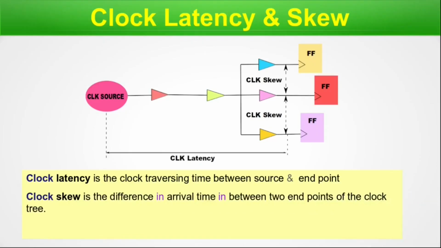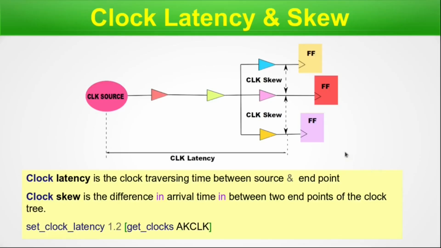Clock skew is the difference in arrival time between two endpoints of the clock tree. It is the outcome of the clock tree synthesis. This is how we define it. In actual practice, in the STA tools, we define the clock latency with this particular command. Now, all the text is there.